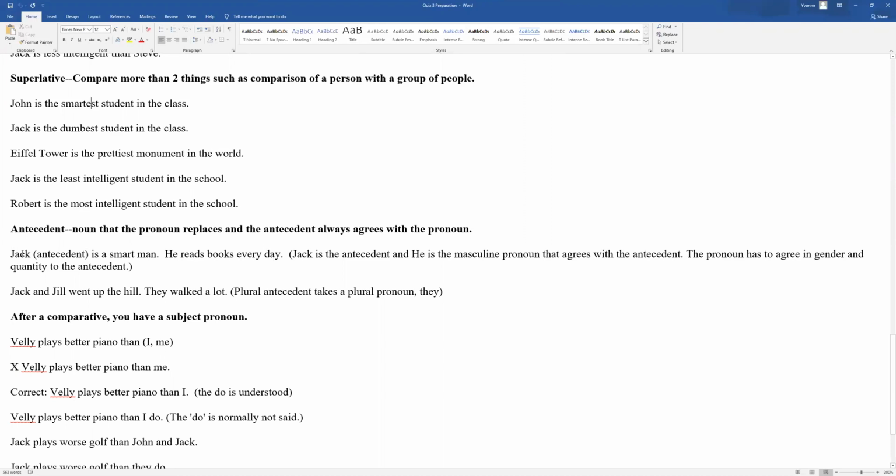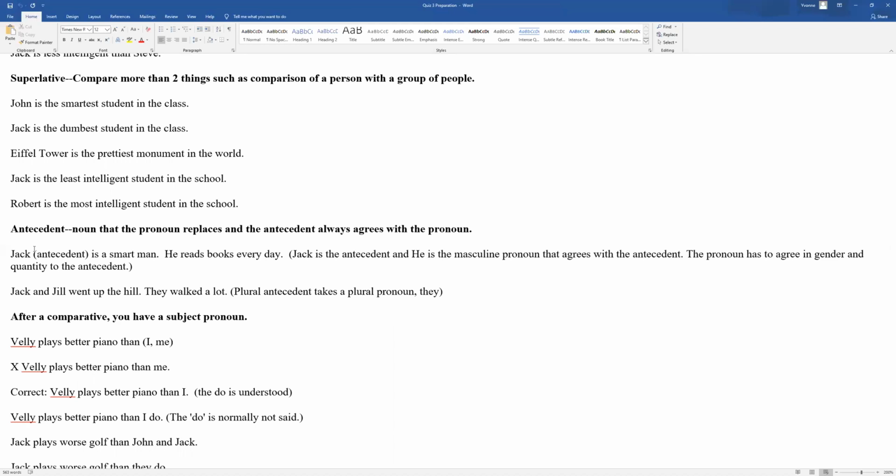So Jack, the word Jack is the antecedent. And so your pronoun has to agree with it. So if you have as an antecedent Jack, then Jack is the antecedent and he is the masculine pronoun that agrees with the antecedent. The pronoun has to agree in gender and quantity to the antecedent.